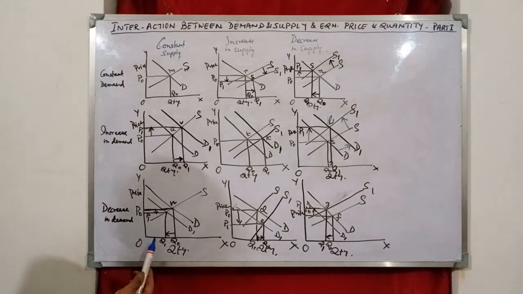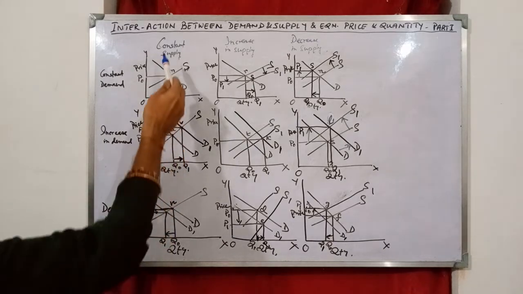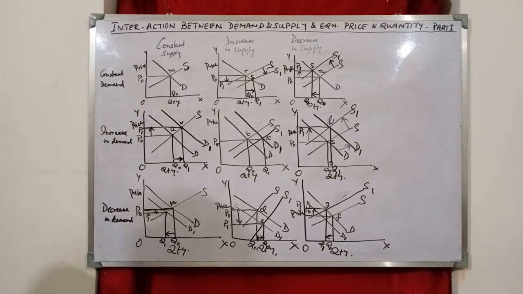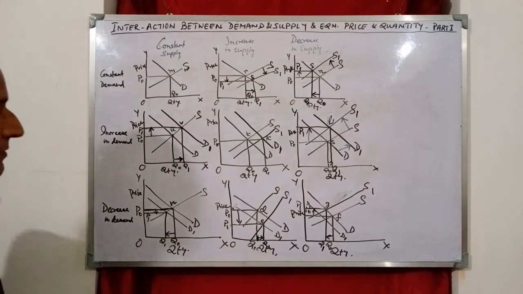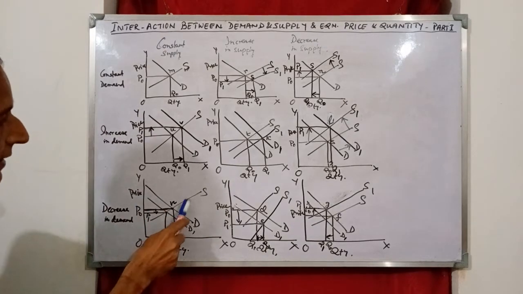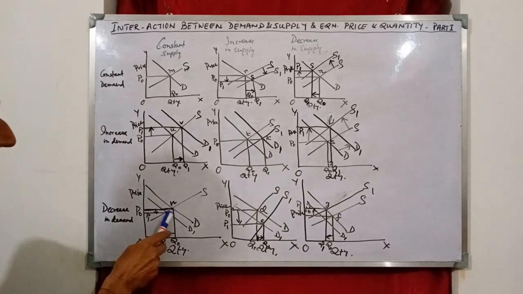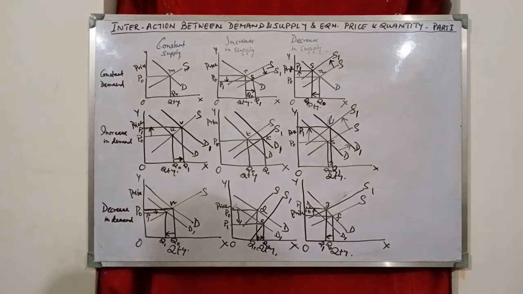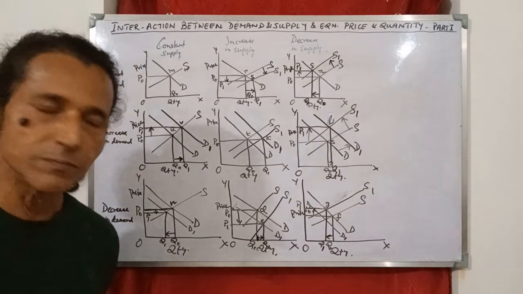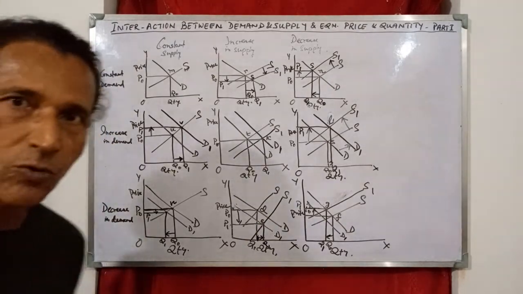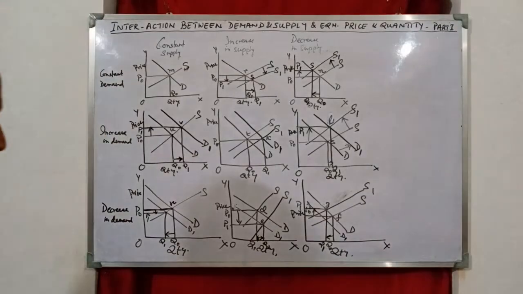Now here this is decrease in demand and constant supply. The original demand curve is D and original supply curve is S and both intersect at point N. So equilibrium price and quantity are P sub O and Q sub O respectively.